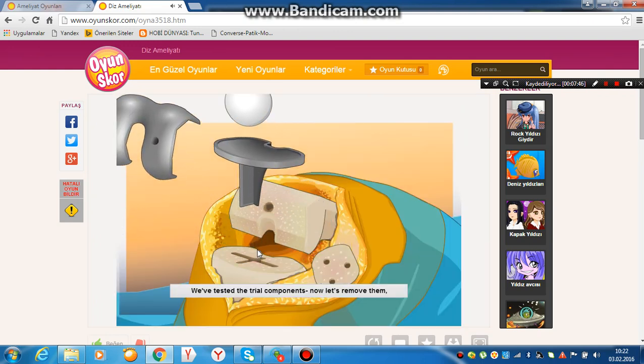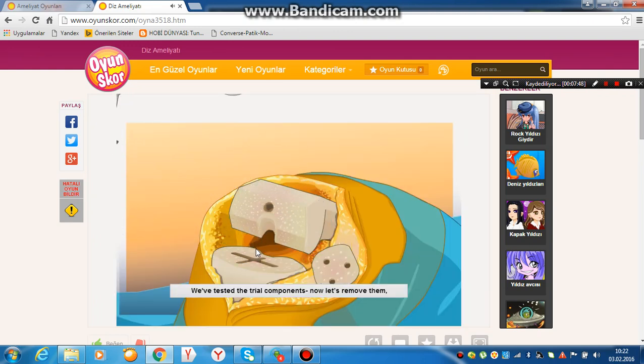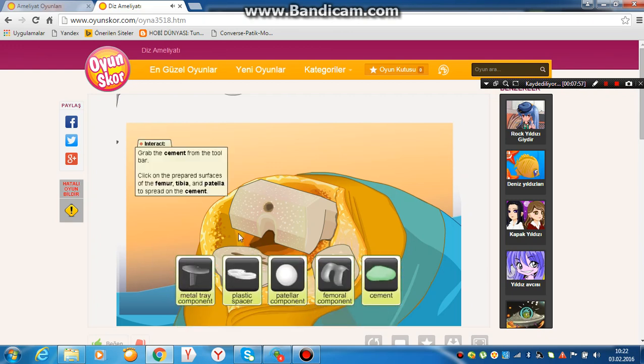We've tested the trial components. Now let's remove them and prepare for the permanent components by applying a special cement compound that binds metal and plastic to bone. A scrub technician has mixed up a batch of cement for you to use.